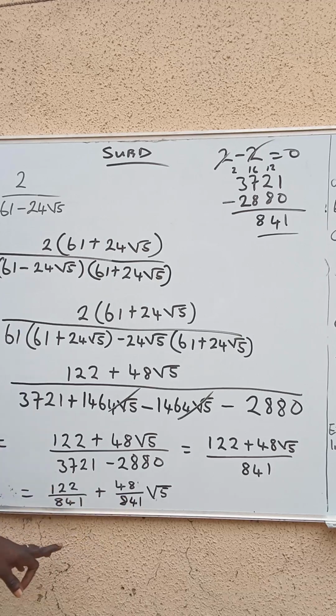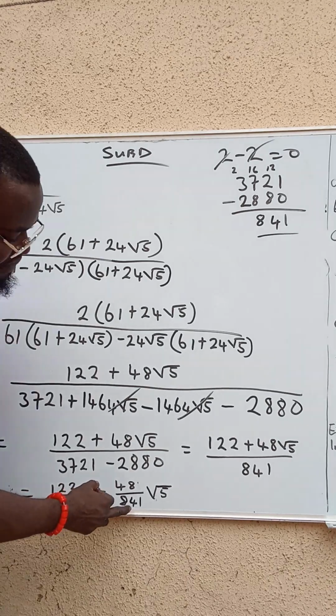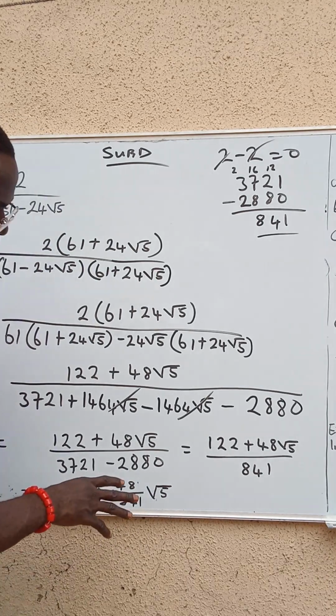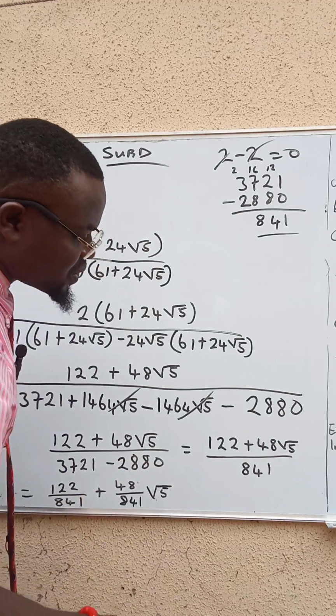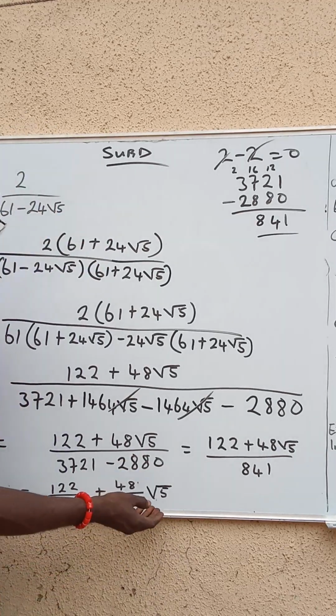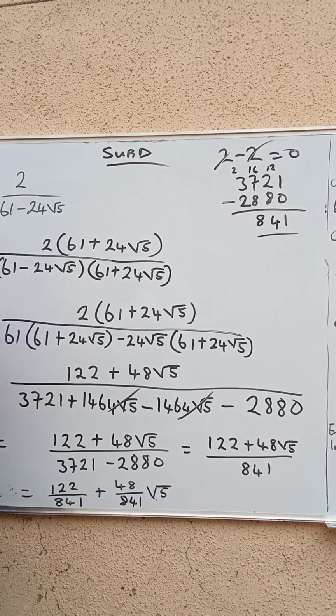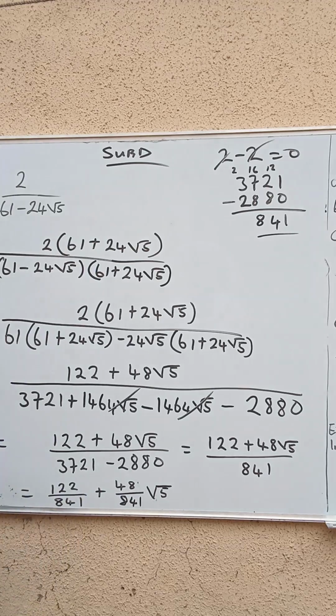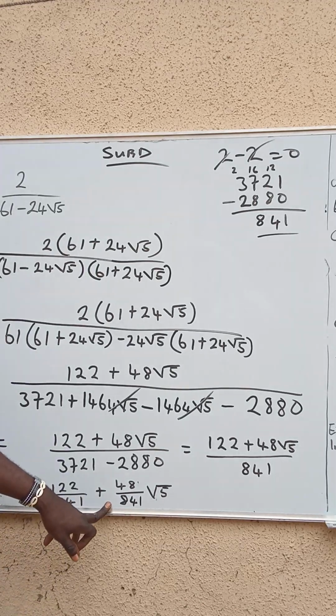This is the C. They say leave your answer in the form of A, B, and C. So this becomes what? A, B, and C. The C is the surd. Is the irrational in form of what? Irrational number in form of surd, in form of root, which is the surd. That gives us this. So what we have is that we have gotten this.